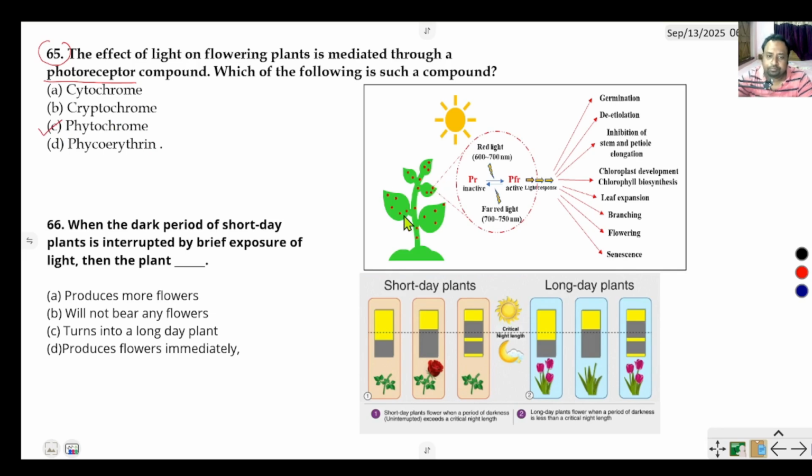Phytochrome is a blue pigment that absorbs red light and far red light. Red light means 600 to 700 nanometer light, and far red light means 700 to 750 nanometer light. It responds in germination, de-etiolation, inhibition of stem and petiole elongation, chloroplast development, leaf expansion, branching, flowering, senescence. Phycoerythrin is a red pigment present in Rhodophyceae plants. Phyco means algae, red pigment.